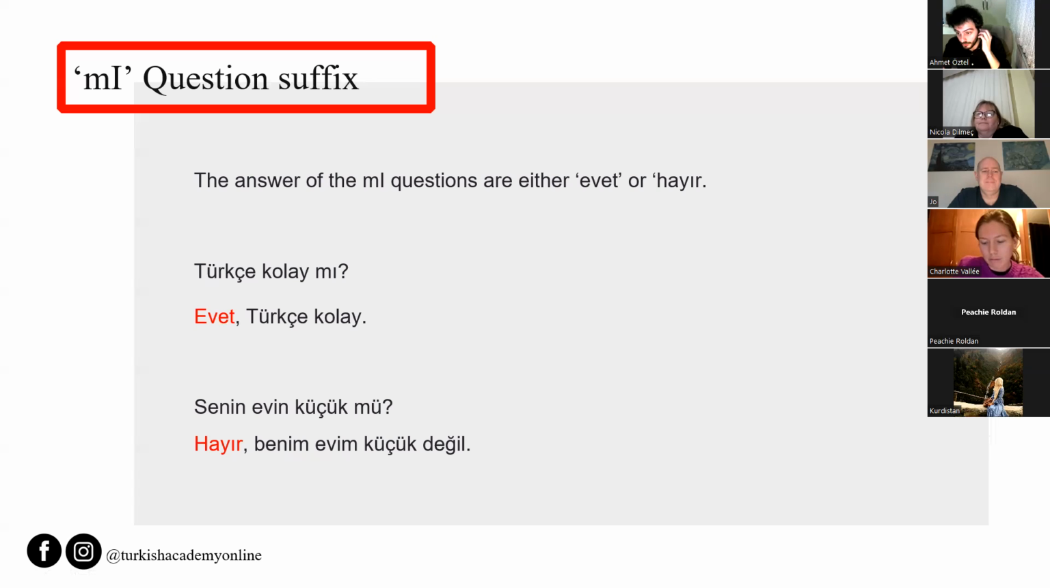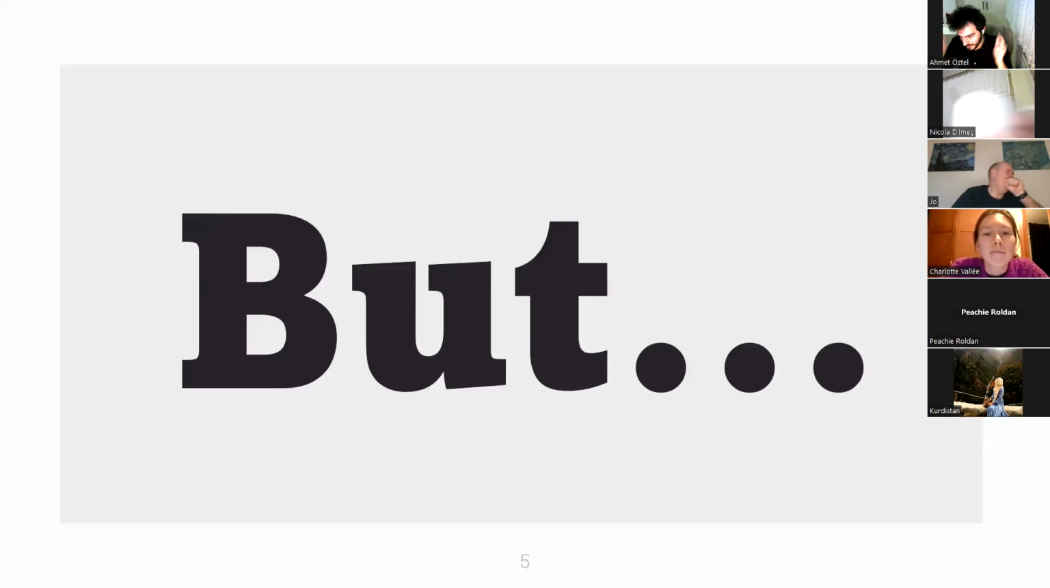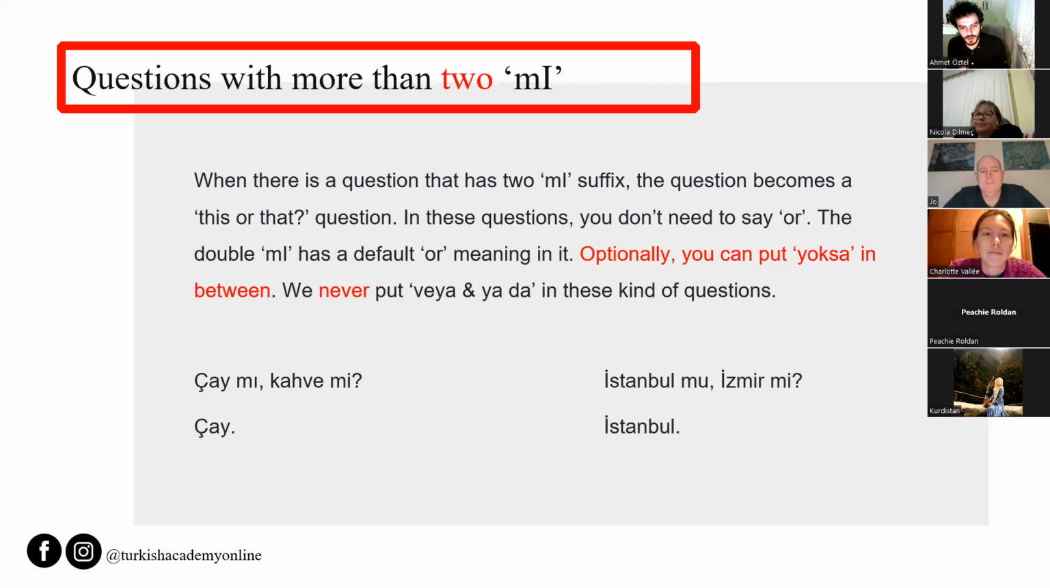And as I said, all these answers that we heard were evet and hayır. Türkçe kolay mı? Evet, Türkçe kolay. Senin evin küçük mü? Hayır, benim evim küçük değil. But there is one more thing that we can talk about with mı mi mu mü. If you see 2 of these in a sentence, it doesn't become a yes/no question anymore. It becomes a this or that question.